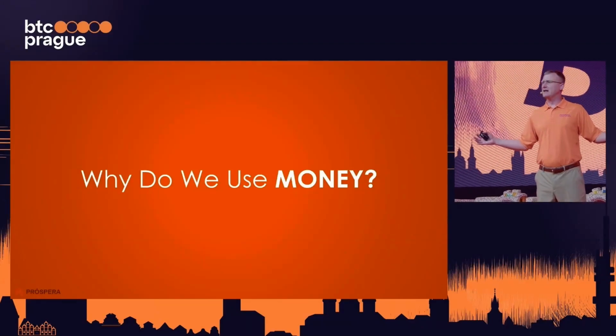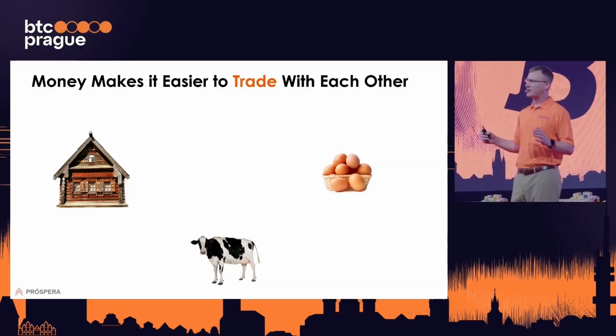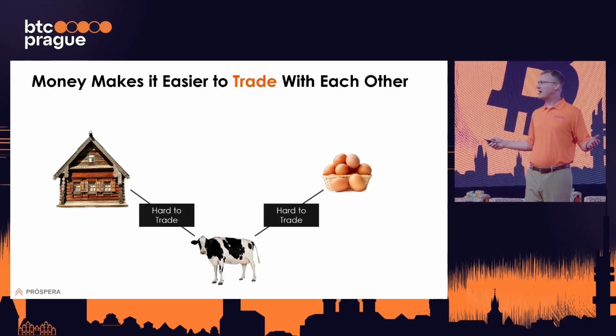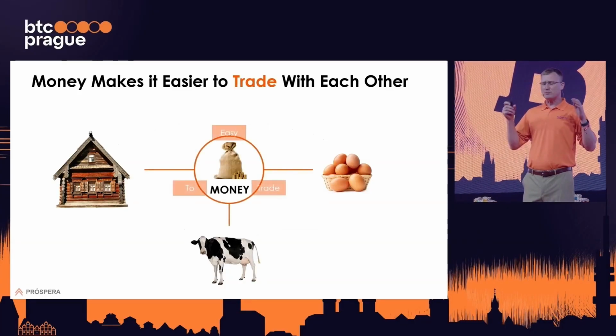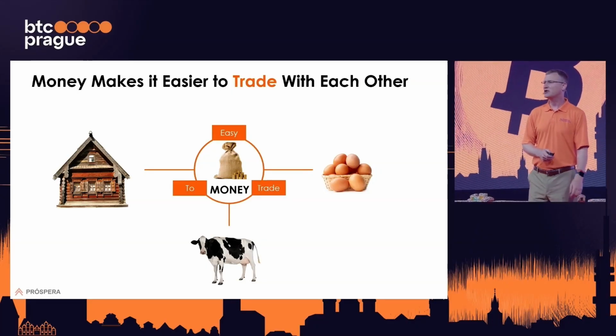Why do we use money at all? We use money because it makes it easier to trade with each other. It is hard to trade eggs for a cow. It is hard to trade a cow for a house. It is hard to trade a house for eggs. But we can use money to sit in the middle. It makes it easier to trade with each other.